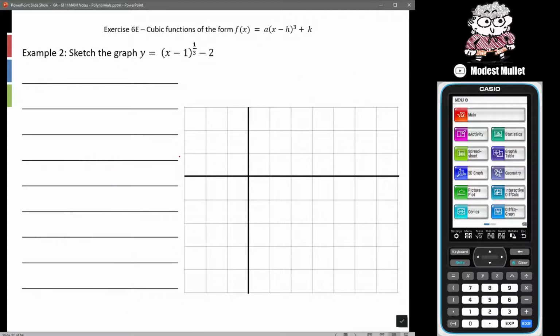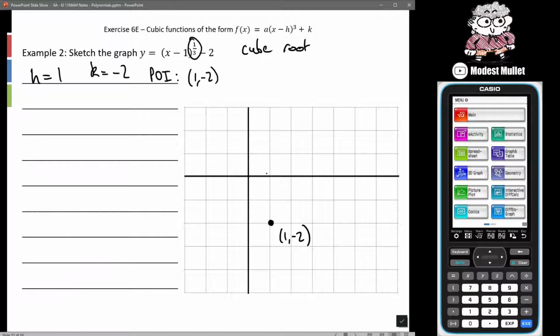So our very last slide, 4 minutes left, is sketch the graph of y equals (x minus 1) to the power of 1/3 minus 2. I think we need to recognize that it is a cube root. So we can still get our h value. So h is 1, k is -2. So my point of inflection is at 1, -2. So there, 1, -2. And then I just need to find the x and y intercepts.